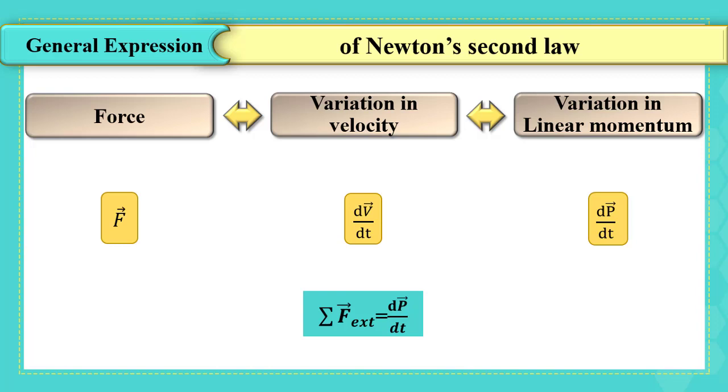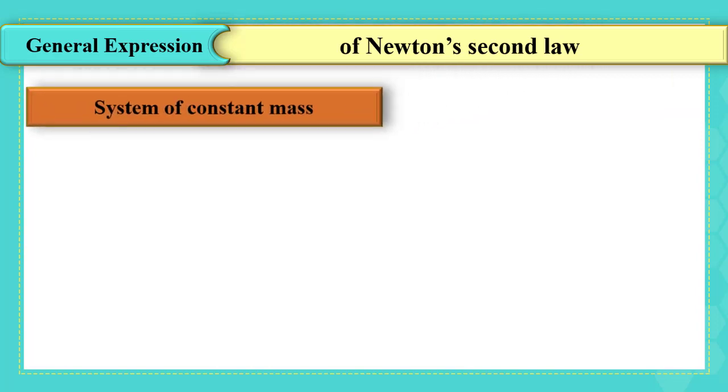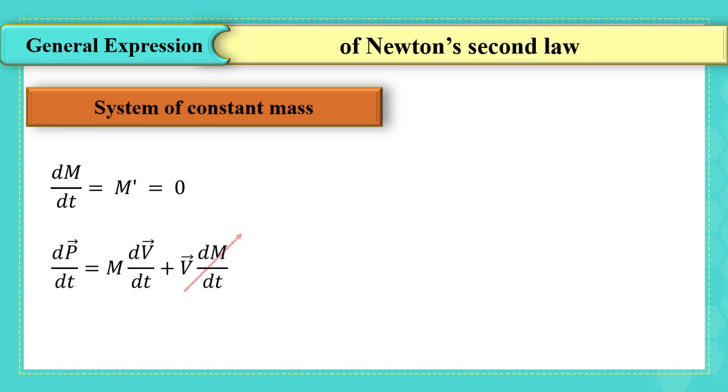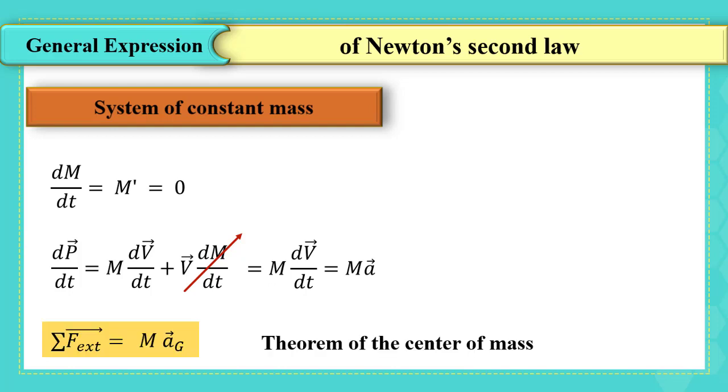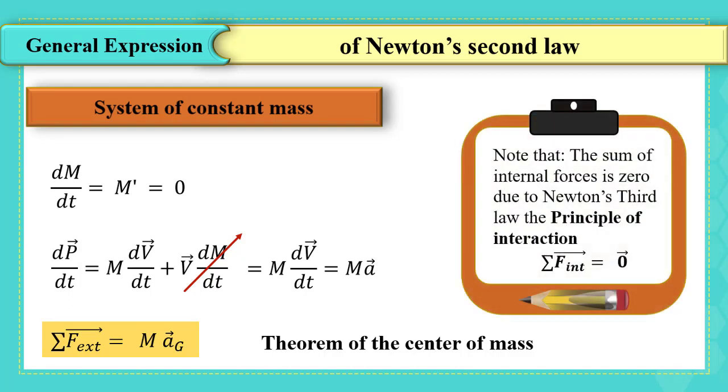But p is a function of mass and velocity. If the system is of constant mass, then dm by dt, the derivative of mass, equals 0. And now dp vector by dt is simply m times dv vector by dt, which is m times the acceleration, like the case of the motion of a ball or a marble. Then the sum of F external equals the mass times the acceleration of the center of mass G. And this is the theorem of the center of mass, keeping in mind that the sum of internal forces between the particles of the system is 0.